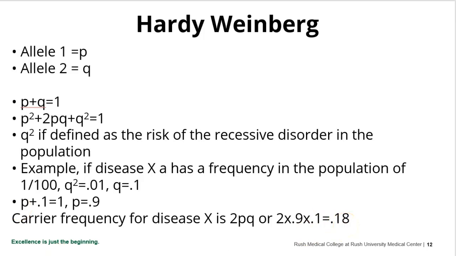I show you this, and yet from now on, I'm going to tell you almost nothing has a frequency of 1 in 100 in the population. Most things are 1 in 1,000 or less, and so we're just going to consider p to be 1. So you can figure out q squared and then assume p is 1.